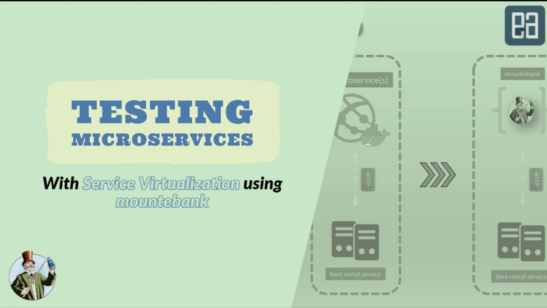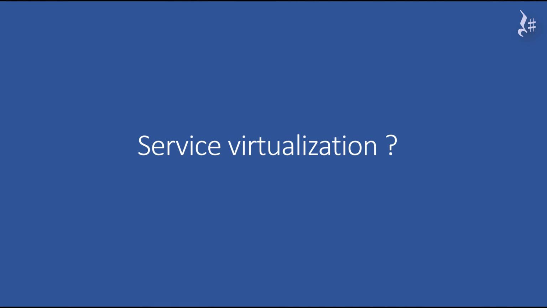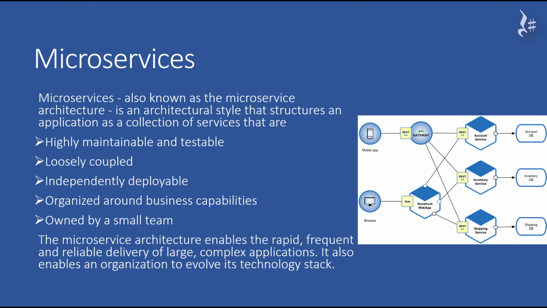Before jumping into what is service virtualization, let's first discuss microservices. Microservices, also known as the Microservice Architecture, is an architectural style that structures an application as a collection of services that are highly maintainable and testable, loosely coupled, independently deployable, organized around business capabilities, and owned by a small team. The microservice architecture enables the rapid, frequent, and reliable delivery of large, complex applications. It also enables an organization to evolve its technology stack. So that's the whole purpose of microservices.